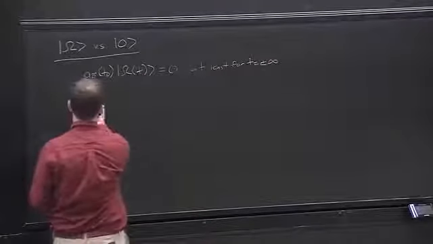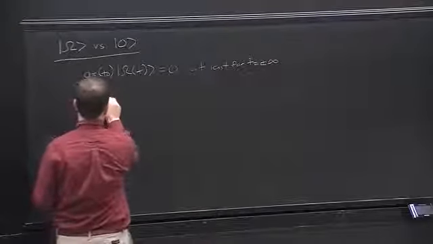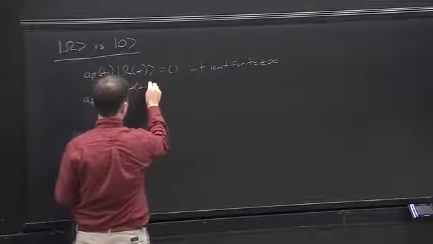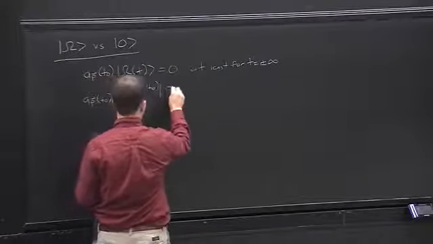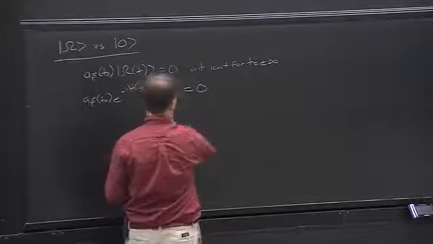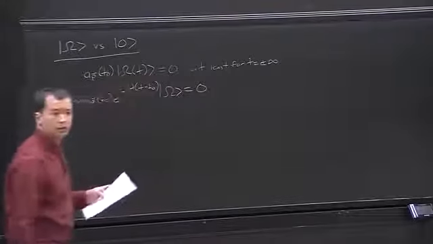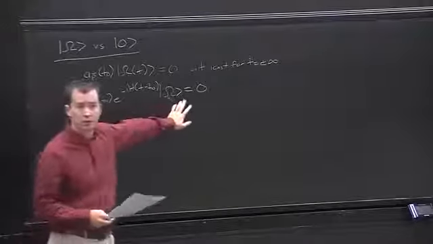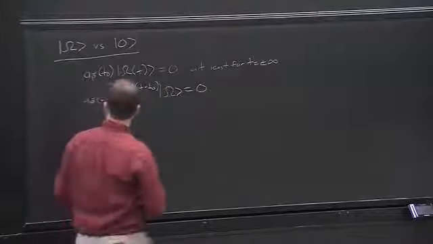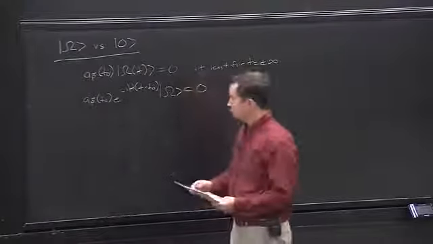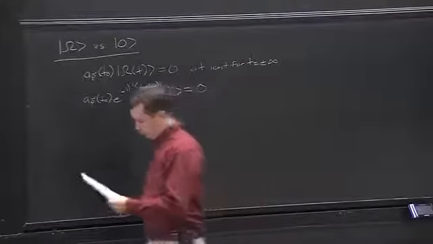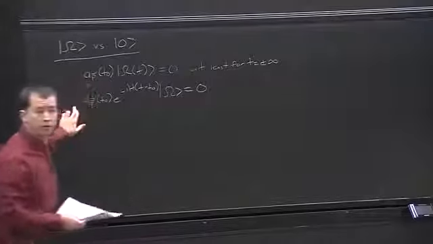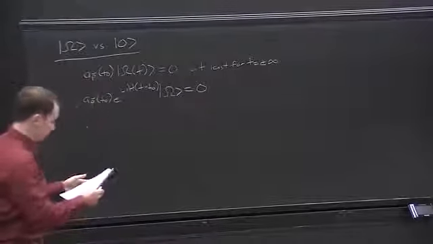We can also express this as e to the minus i H (t minus t0) acting on Omega should be 0. So this is just saying that our annihilation operators annihilate our vacuum state. And this is a statement about the interacting theory and the interacting vacuum.